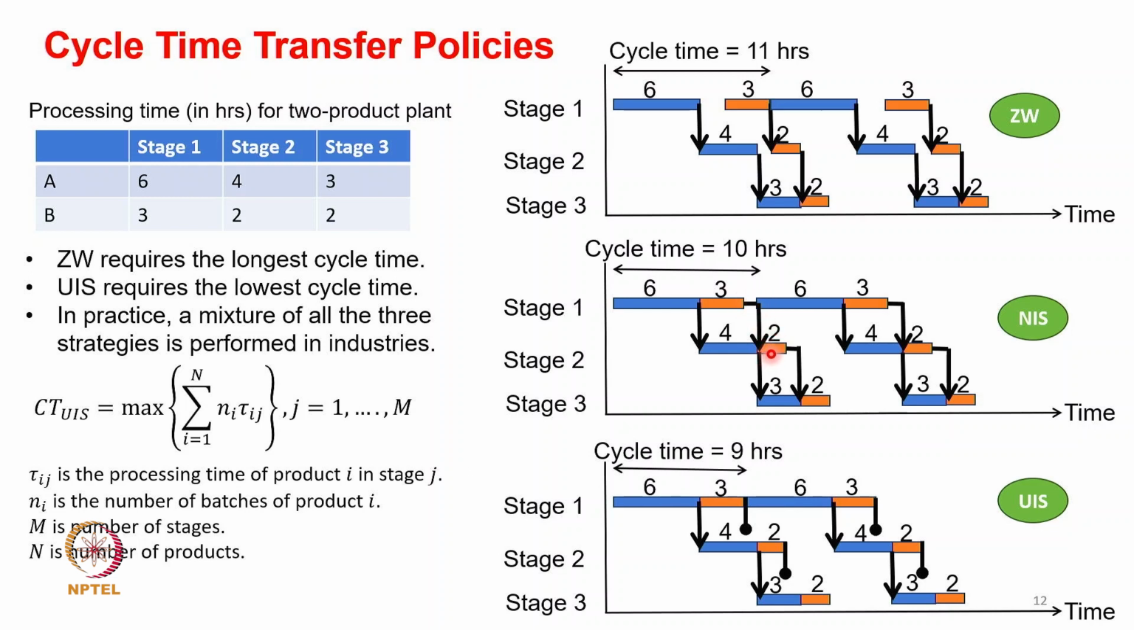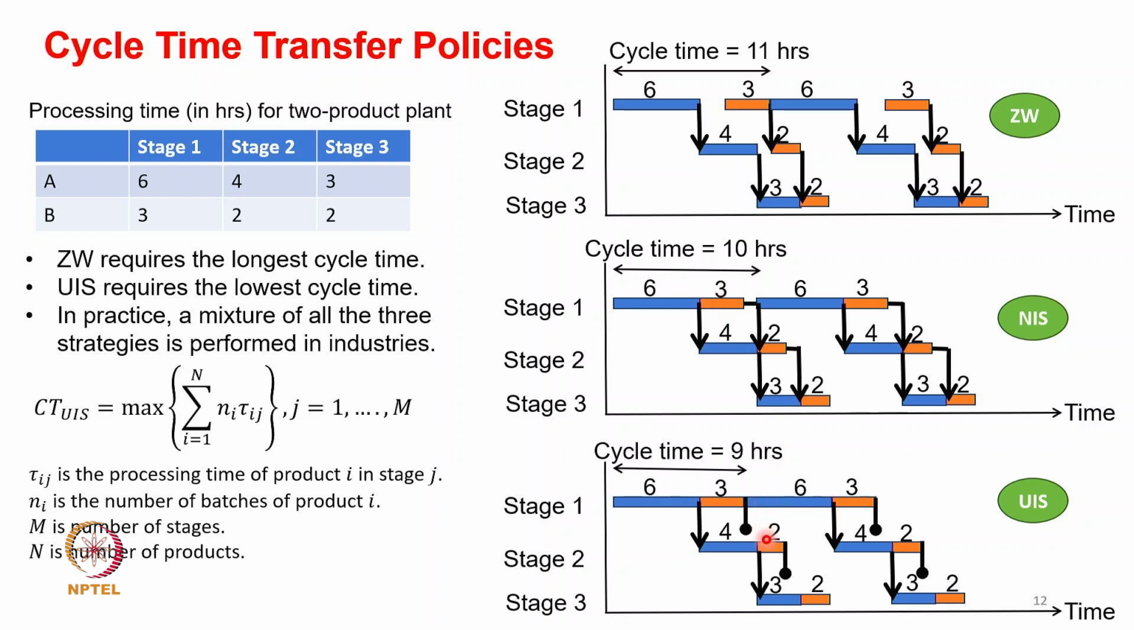Then you can have the 2 hours of stage 2 of B. By the time stage 2 of B is completed, stage 3 of A is not completed. So, you have to wait again for an hour, and then you move into stage 3 of B. So again what you can see over here is that the cycle time is slightly reduced. The total cycle time would be just 6, 3 and 1 hour of wait for this particular case.